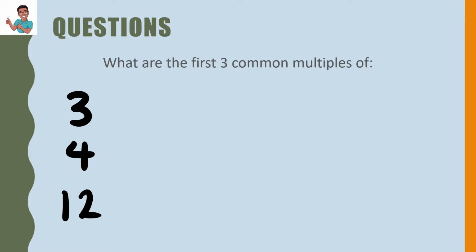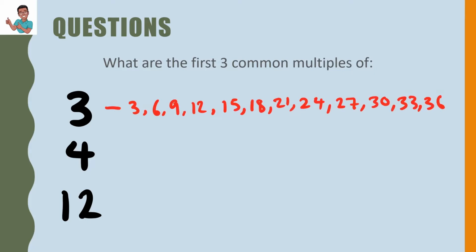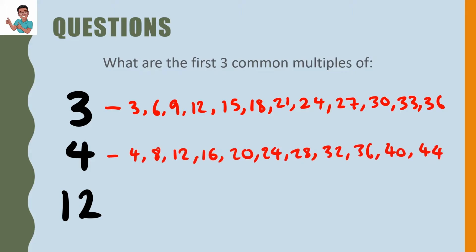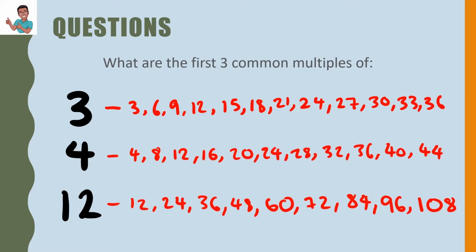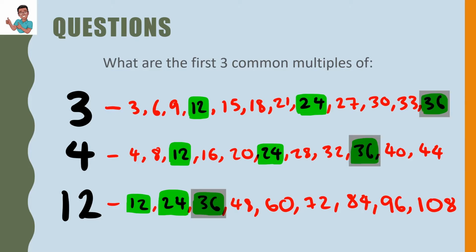Okay, let's see how we can do this question. Here are some of the multiples of 3. Here are some of the multiples of 4. And here are some of the multiples of 12. The first common multiple of these 3 numbers is 12. The next one is 24. And the next one is 36. Your answer should be 12, 24, 36.